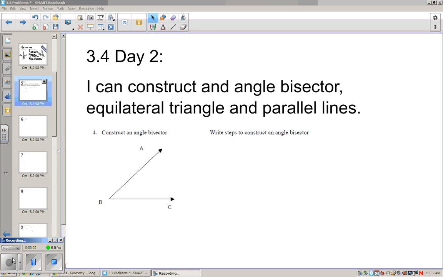Hello and welcome to 3.4 day 2. We're going to finish up the constructions from 3.4, and those constructions include an angle bisector, equilateral triangle, and parallel lines. So we're going to start off with the angle bisector.